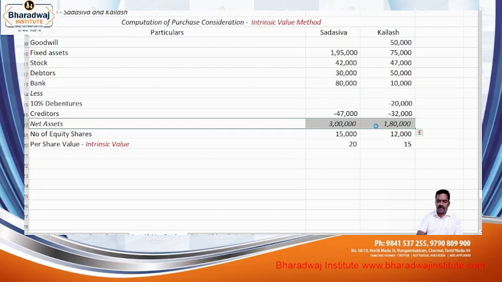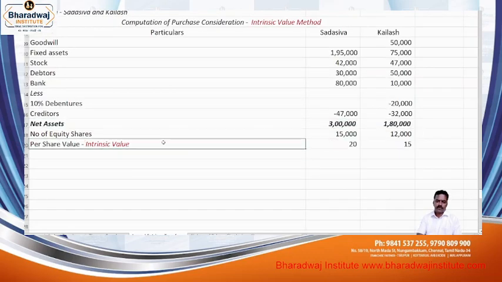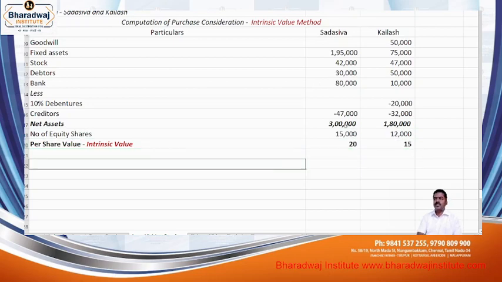Any doubt in calculating net assets? Now, who's taking over which company? S is purchasing K. Now how to determine the ratio of exchange?